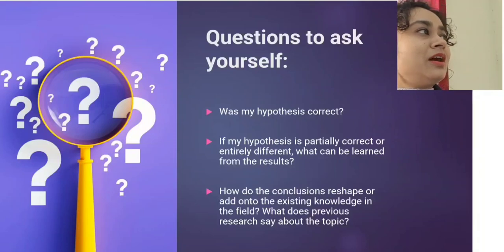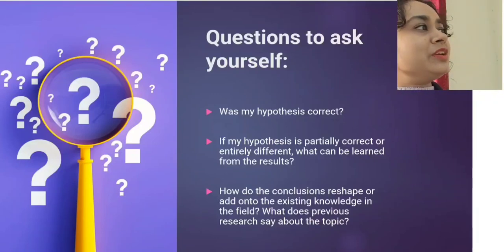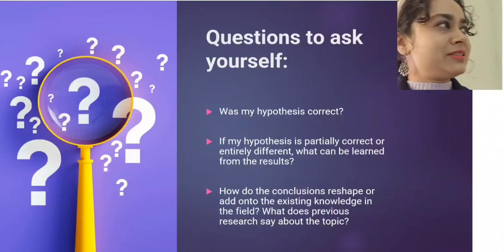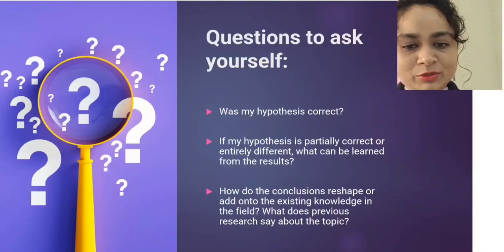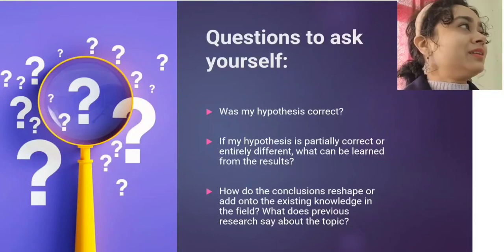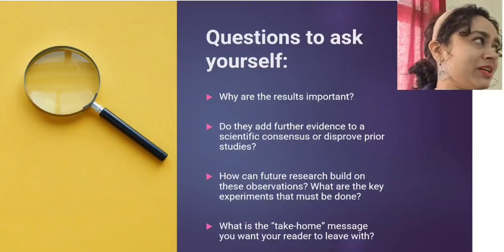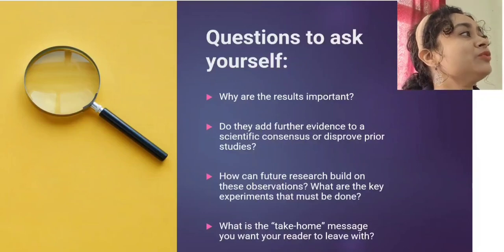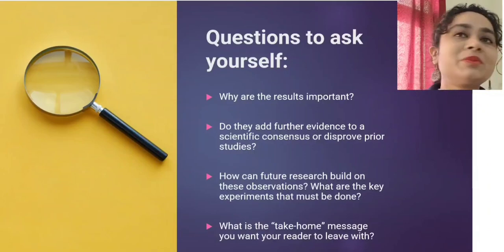And also, how do the conclusions reshape or add to the existing knowledge in the field? In this, previous researches will come. I'll be giving you an example so that you can understand it better, but just remember the questions. Then we'll compare it to the previous researches. Then, why are the results important? Do they add further evidence to the scientific consensus, or do they disprove the prior studies? And how can future research build on these observations? What are the key experimentations that must be done?